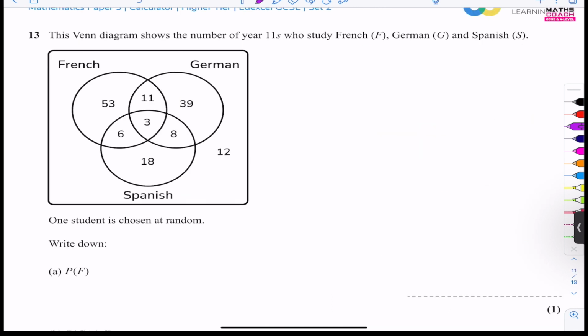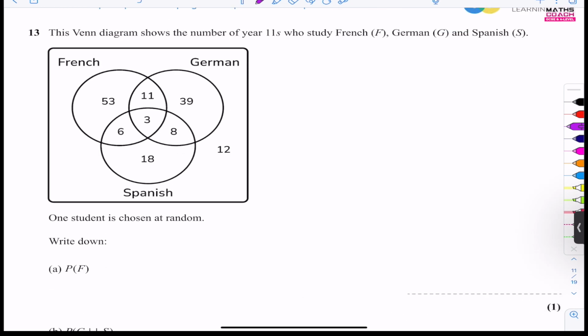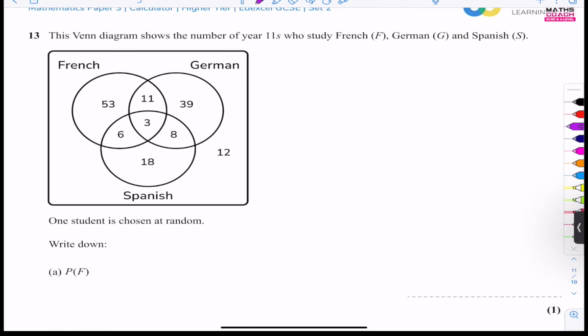So question 13, a Venn diagram question. We'll work on each bit at a time because there are a few different parts, a total of 4 marks. So we are told the Venn diagram shows the number of year 11s who study French, German, and Spanish. One student is chosen at random. Write down the probability of F, which is that they study French.